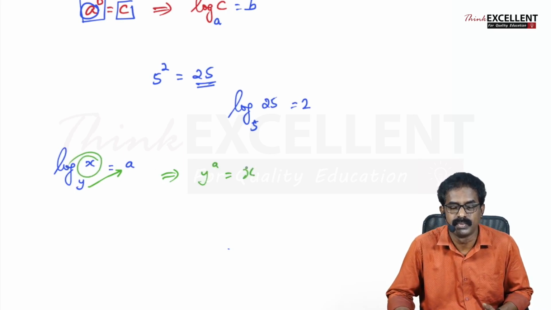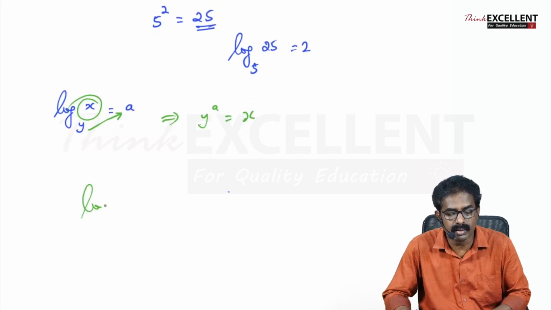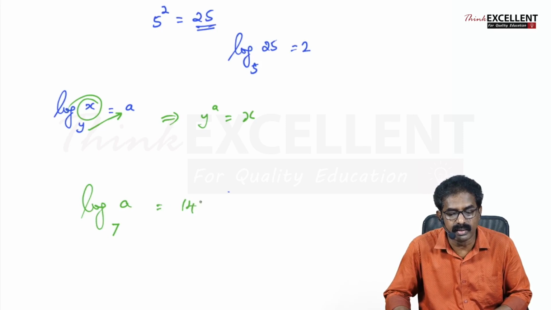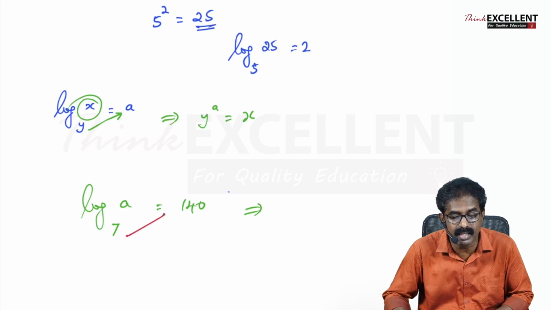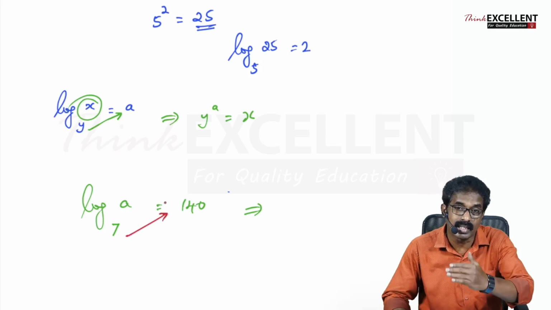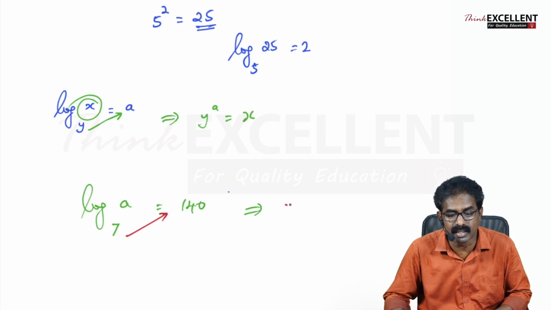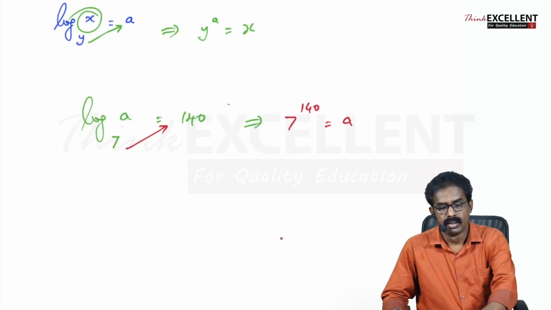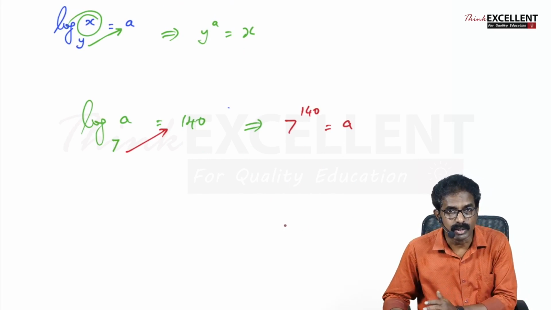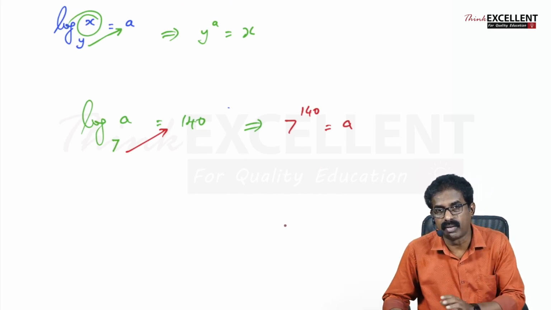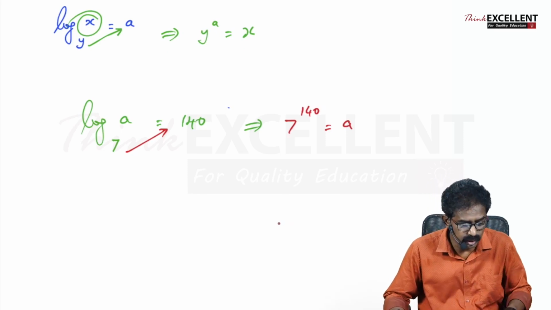X. Suppose you have log a to the base 7 is equal to 140. So how can you change it? You start from the base. Base is what here? 7. So 7 raised to, the other number goes to the power. So 7 raised to 140 is equal to a. So hope you understood how to convert logarithmic form to exponential and exponential form to logarithmic, and both the forms are what? Both are inverse to each other.